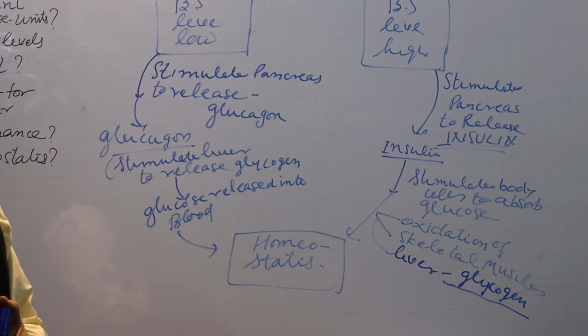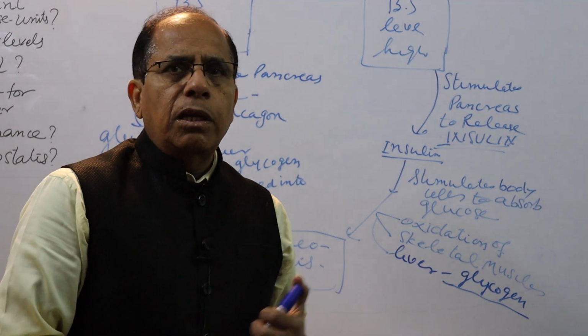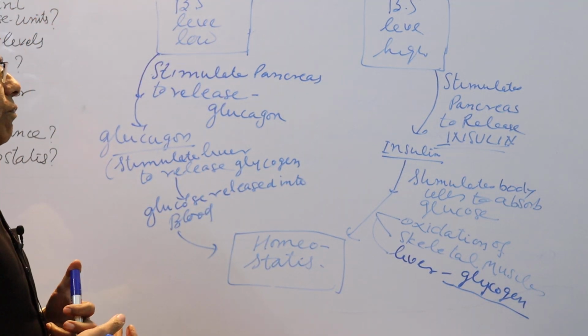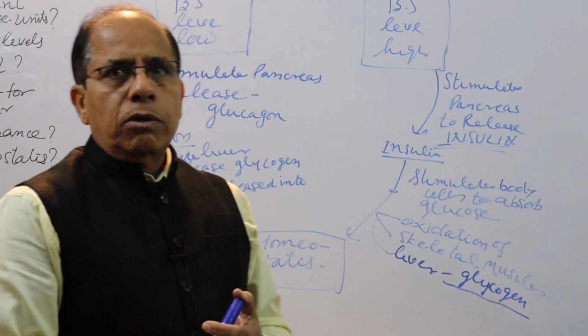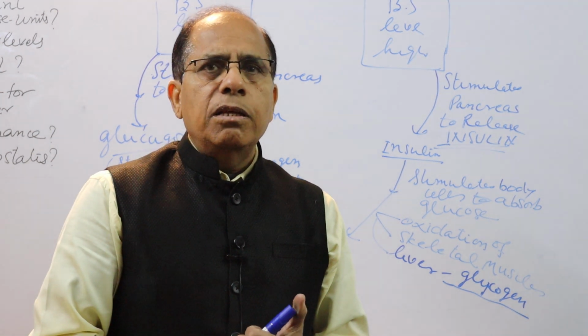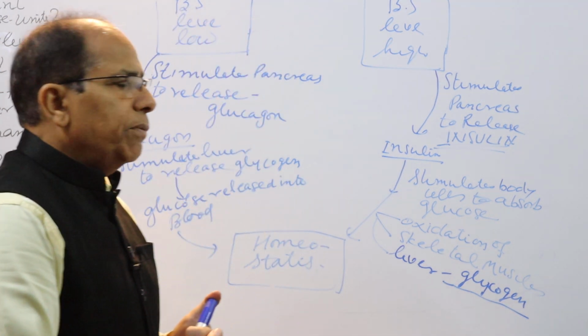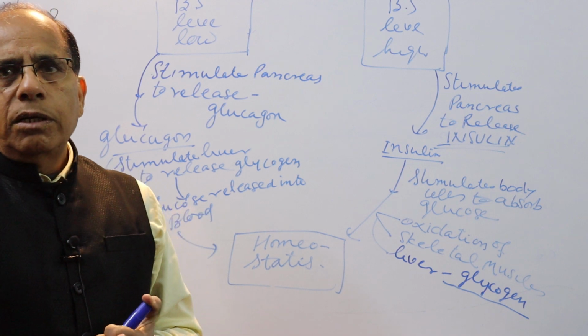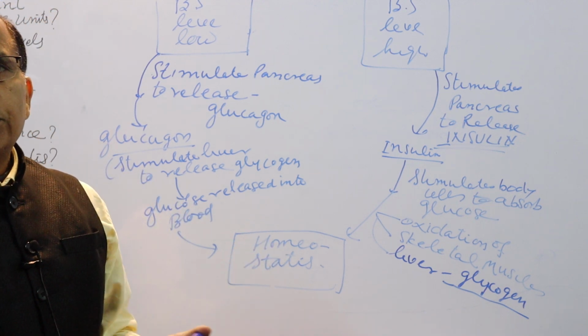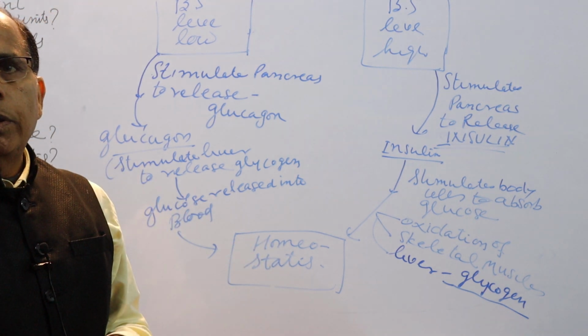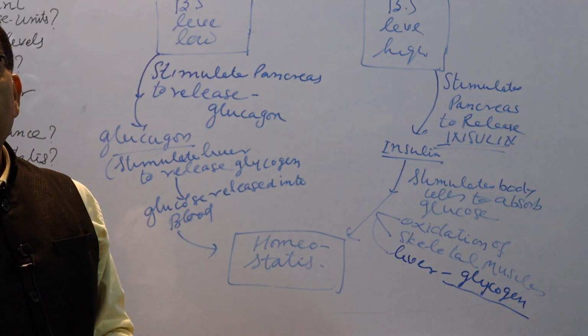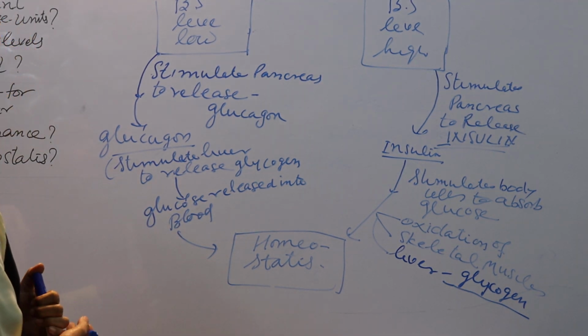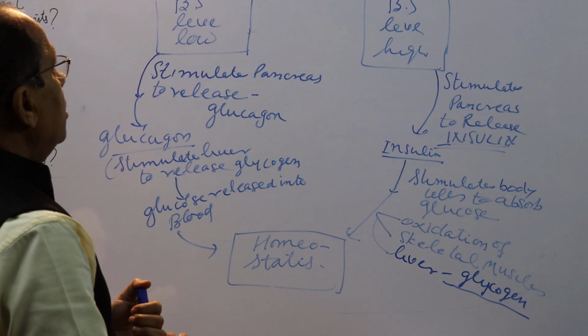Thus, the blood sugar level is maintained within the normal range. And if it is not maintained in the normal range due to some deficiency or some disease, then we go for medication. We take medicines so that the function of insulin can be performed with the help of medicines. So this is the way the level of homeostasis is achieved.